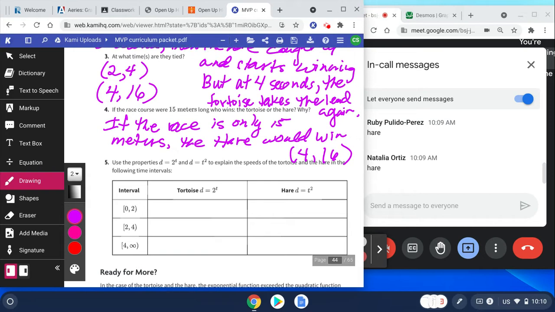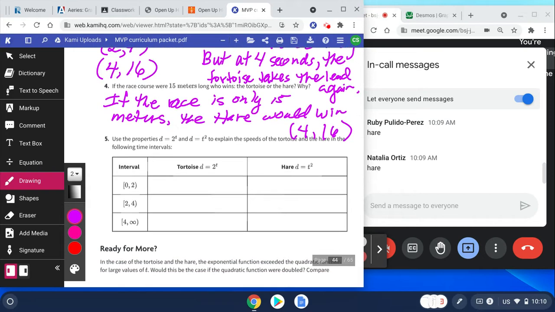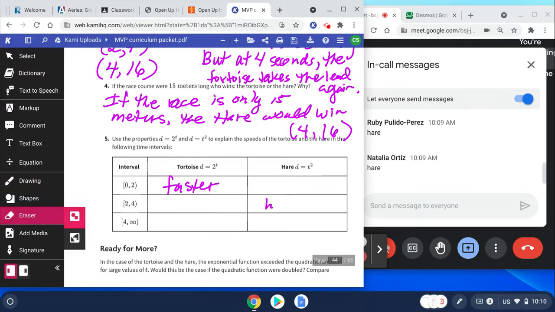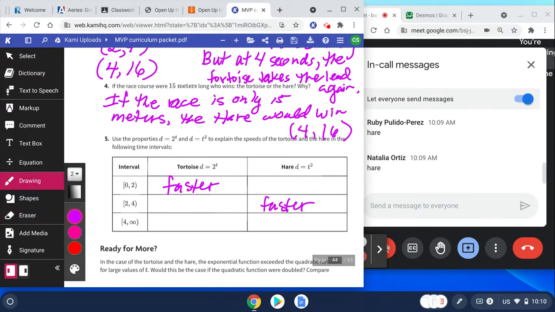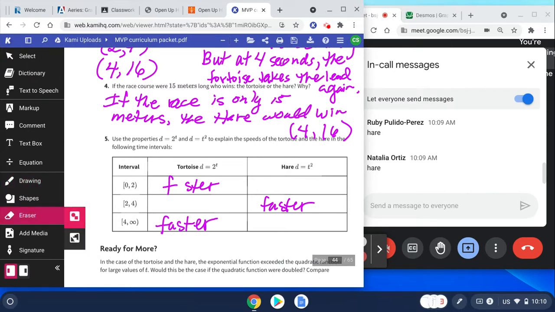Okay, let's put this in table format to make sure we understand. On the first interval, the tortoise is faster. They have the faster rate of change. But then between 2 and 4, the hare is faster. And then from 4 on, the tortoise steals and is ahead again.